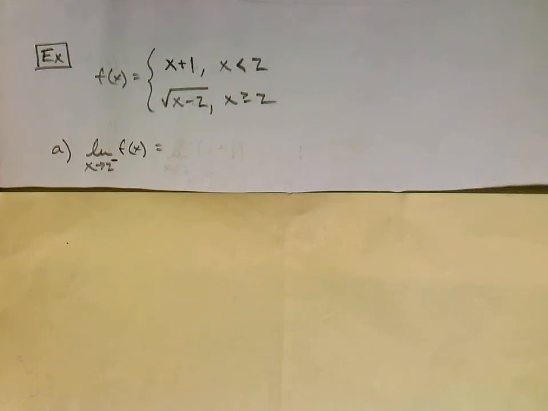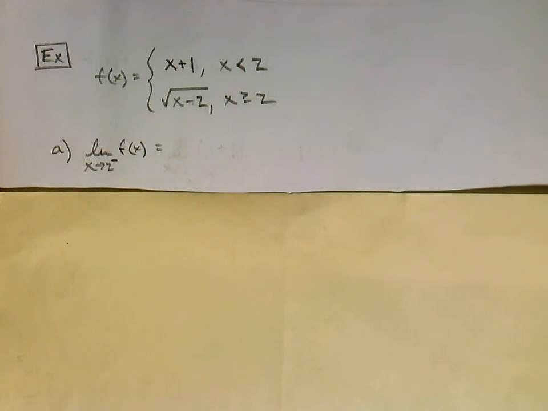Picking up where we left off, let's take a look at this. We're going to determine the limit for this function, and now if that looks intimidating, this is a piecewise function. f of x is equal to, well, the first piece is x plus 1. That's when x is less than 2. And the second piece is the square root of x minus 2. That's when x is greater than or equal to 2.